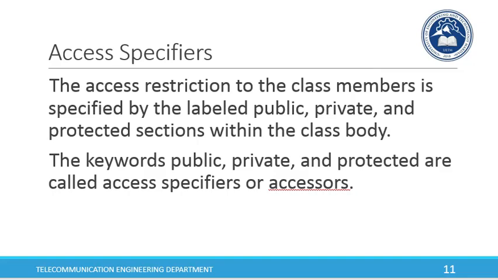Now, what is the main function of these access specifiers in inheritance? The access restriction to the class member is specified by labeled public, private, and protected sections within the class body. The keywords public, private, and protected are called access specifiers or accessors.